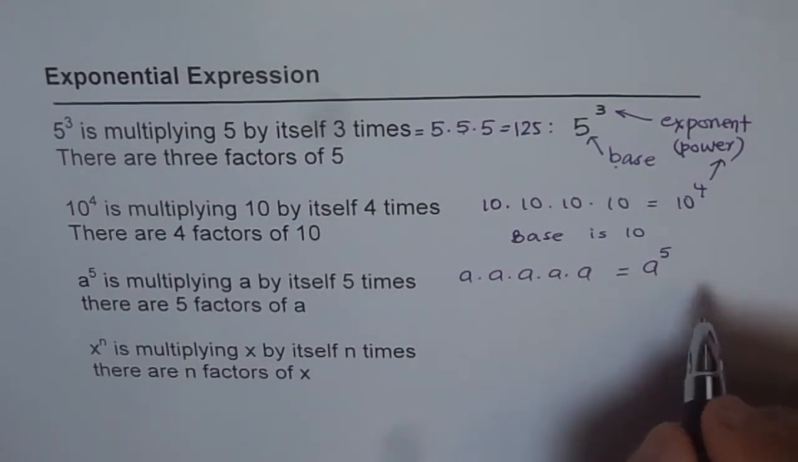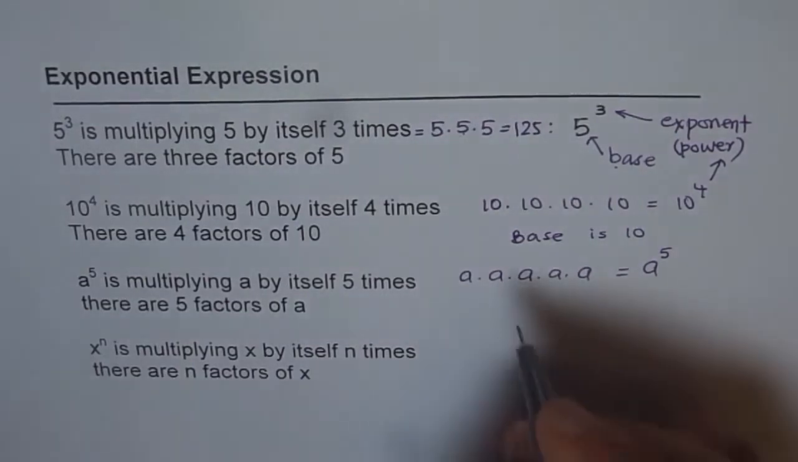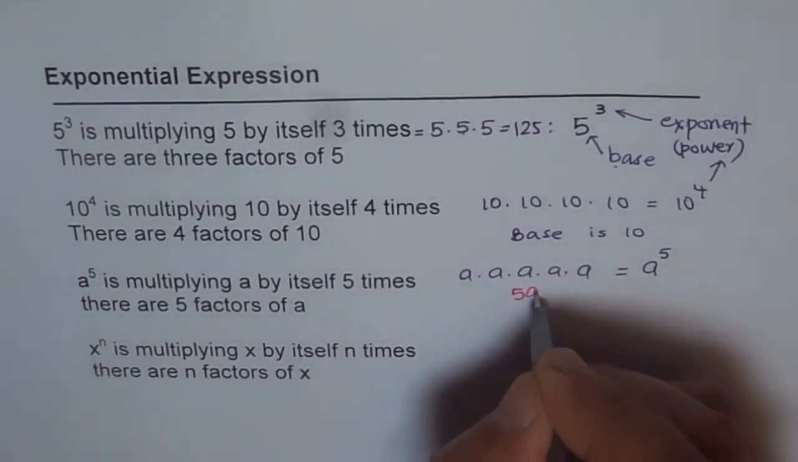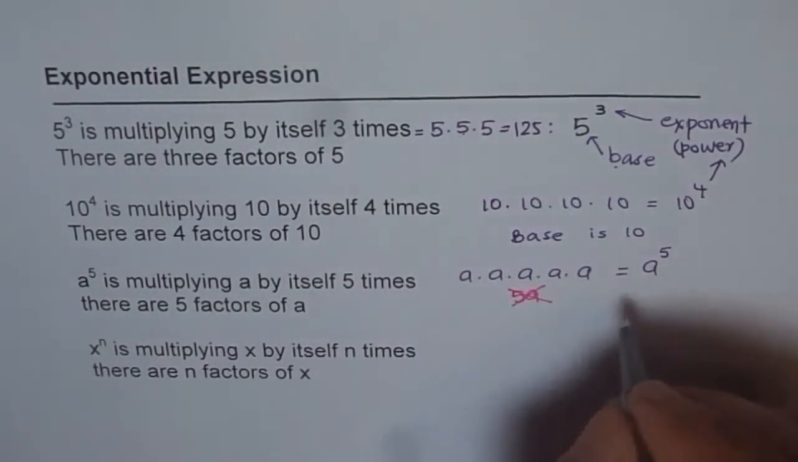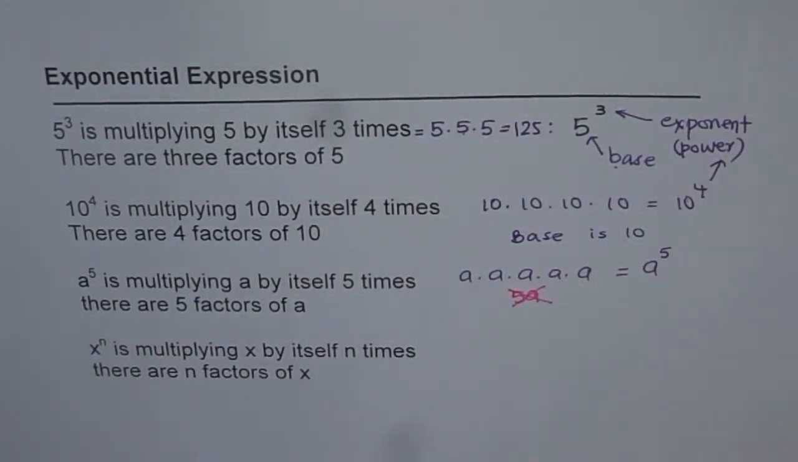It will be extremely wrong if you write this as 5 times a, right? That is incorrect. The correct way is a to the power of 5. Remember that, right? It is not addition, it is multiplication, correct?